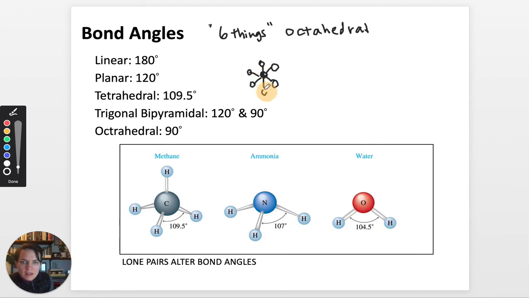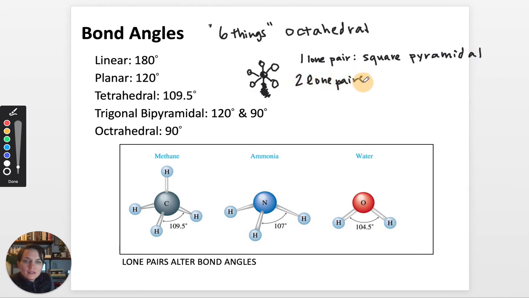Now, if one of those things is a lone pair, so let's say this guy was a lone pair, then it's called square pyramidal. If you have 2 lone pairs, it is called square planar. And look at the lab, and it kind of walks you through each one of those.